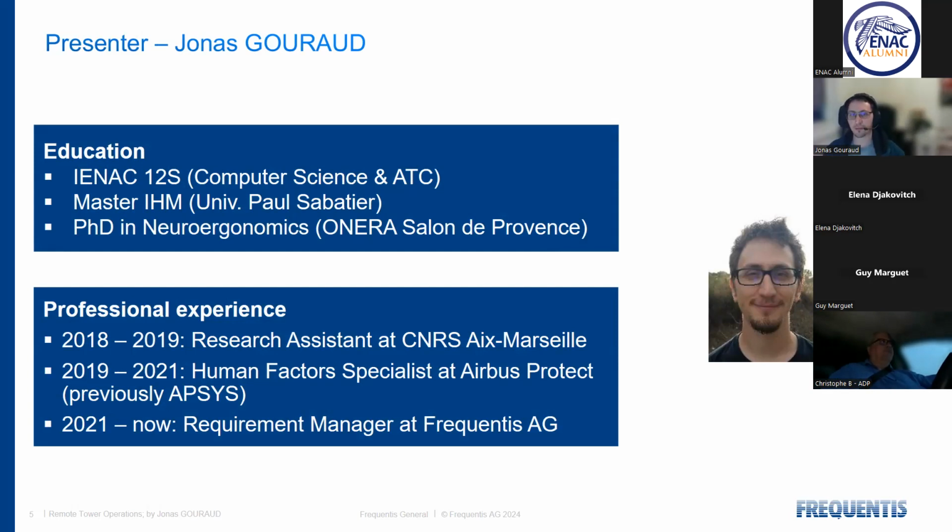And so I specialized afterwards with a PhD in neuroeconomics at the Onera in Salon de Provence, which is near Marseille, where I could learn a bit more about how humans operate, how the brain operates at work. After that, I joined the CNRS at Aix-Marseille shortly to work as a research assistant, but I quickly switched, for different reasons, to the private sector and joined Airbus Protect, which was previously known as APSIS, in the newly created human factors team that was there to enhance security, especially in the cockpit.